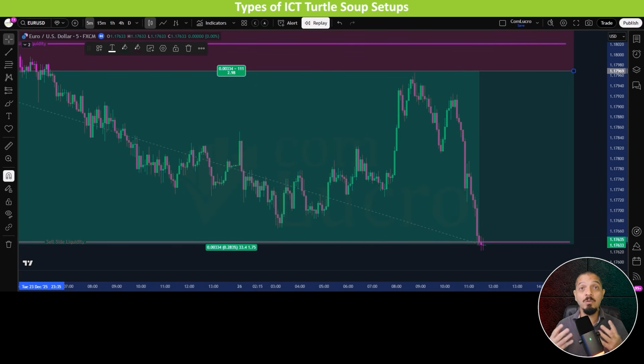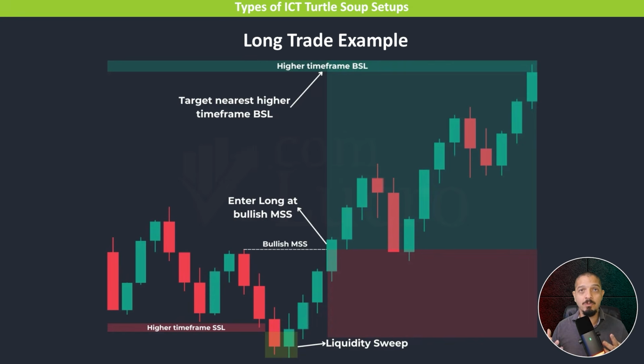The same external range logic applies in a bearish market as well, with everything inverted. In that case, price sweeps sell-side liquidity below lows in a bearish trend, fails to continue lower, forms a bullish market structure shift, and execution follows the same confirmation and retracement principles. This process keeps you aligned with context first, confirmation second, and execution last.